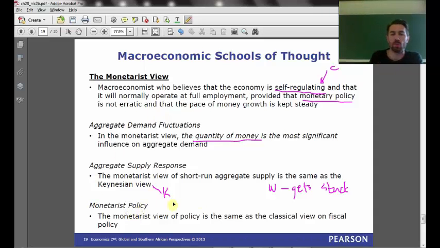The policy response would be the same as the classical view on fiscal policy. In other words, government, don't get involved, don't mess around with aggregate demand. But secondly, make sure that your money supply is not erratic. So their argument is have a rule for what money supply should be doing. Monetarist policy is money rules. I say money rules and that sounds wrong. Say a rule for money supply.